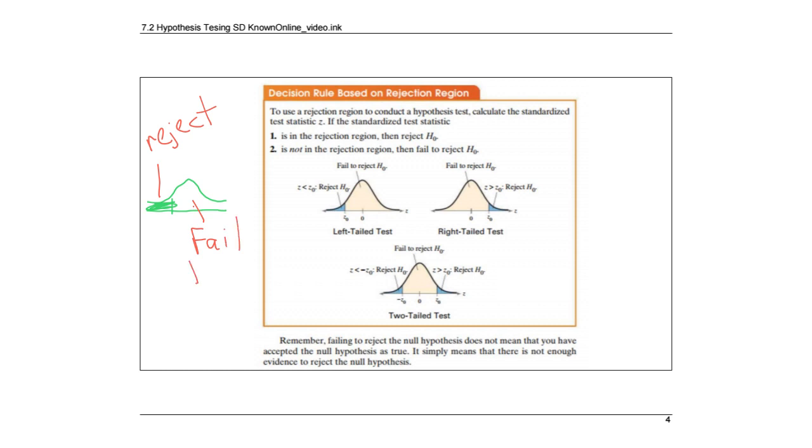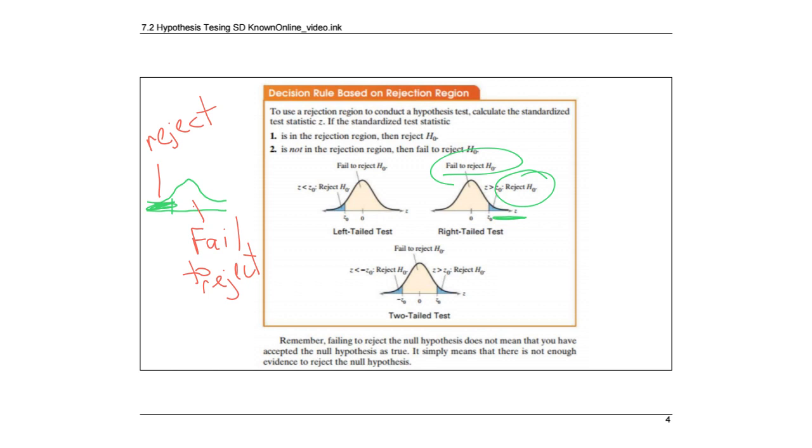The other area to the right is going to be fail to reject. Okay, it's going to work the same way for the one-tailed test that goes to the right. My rejection region is going to be the region on the right. My fail to reject is going to be the big region on the left.